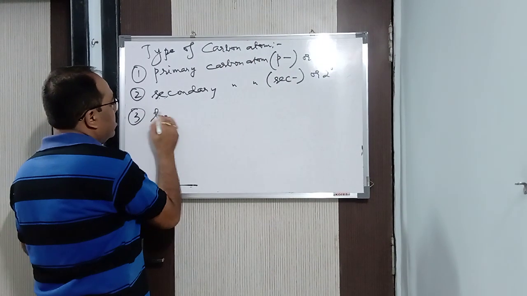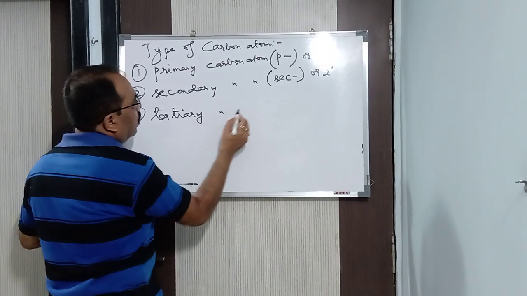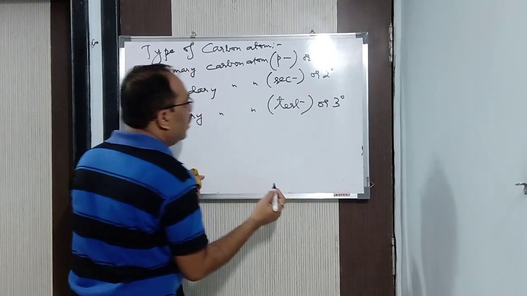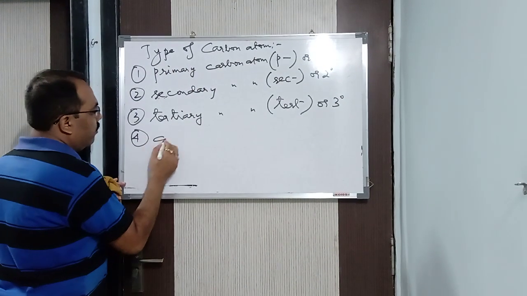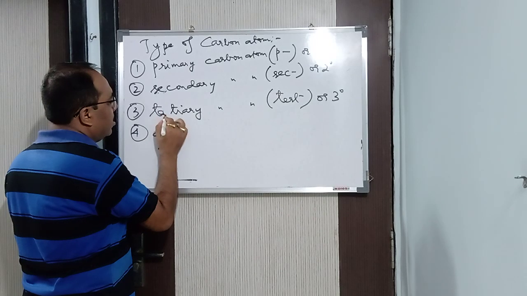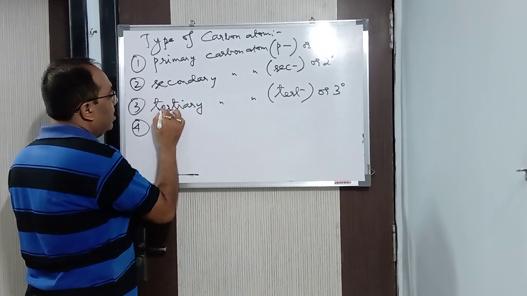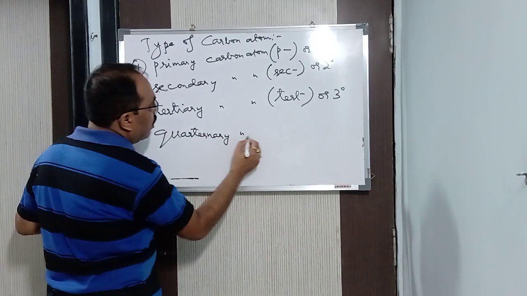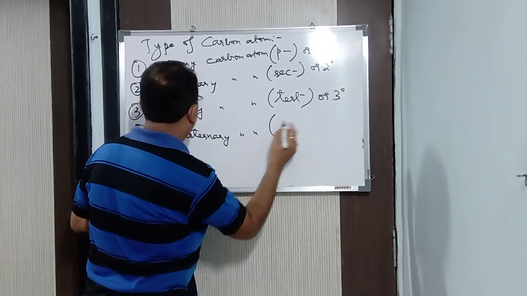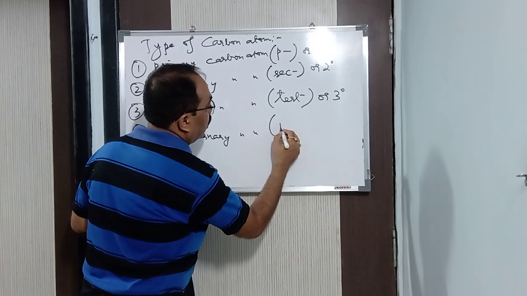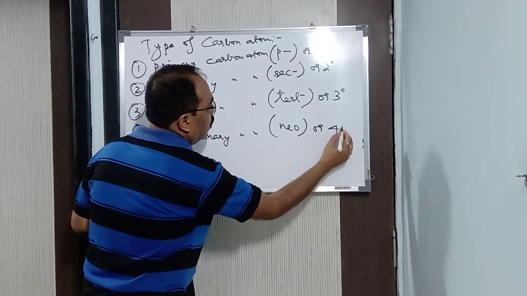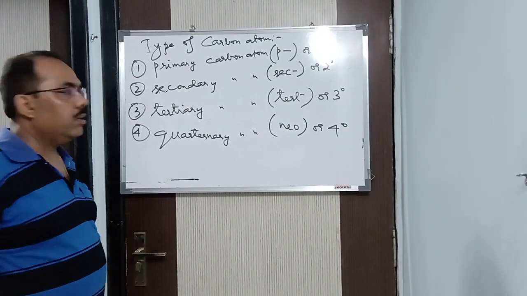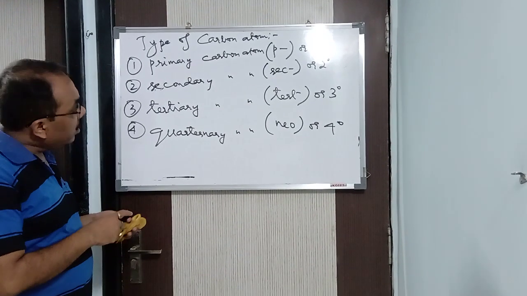Now, next is tertiary. Tertiary carbon atom. How will you represent it? Tert, T-E-R-T, or we can say 3 degree. Now, the quaternary carbon atom, quaternary means neo or 4 degree. We can say that. Clear?